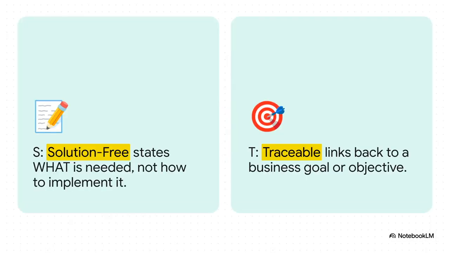The foundation really starts with S for solution-free. This is so critical. It means your requirement has to state what is needed, not get bogged down in how to build it. We're here to define the problem, not dictate the implementation. And right alongside that is T for traceable, which makes sure everything has a purpose. Every single requirement has to link back to a bigger business goal. If it doesn't, you have to ask, why are we even doing it?